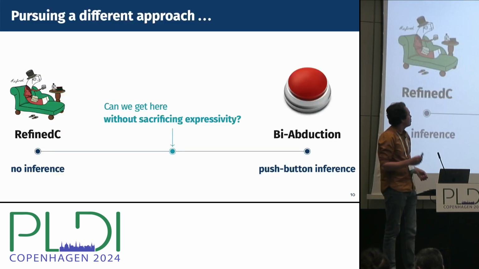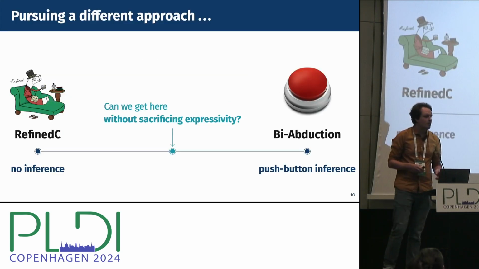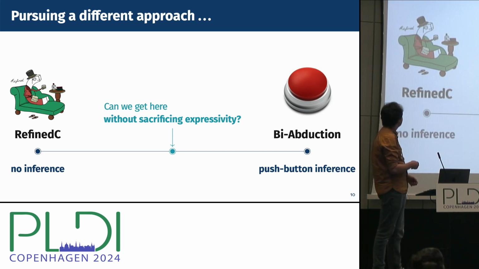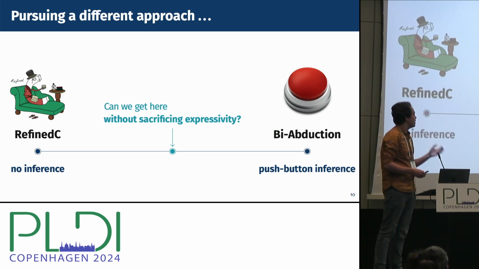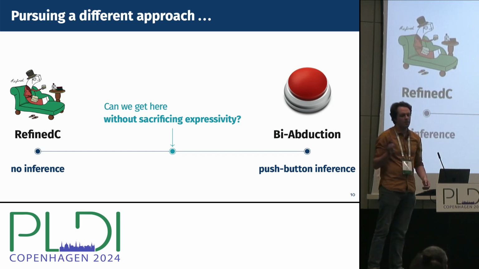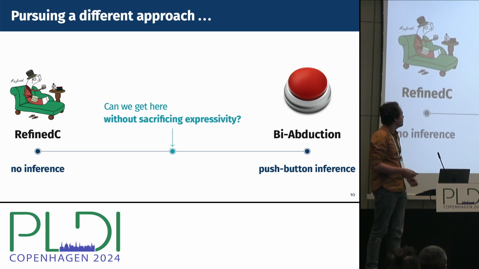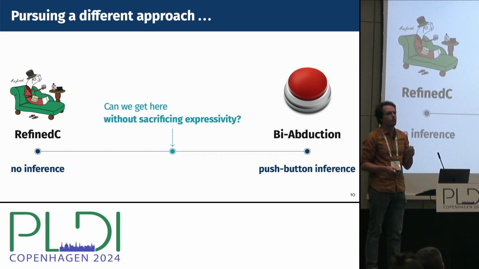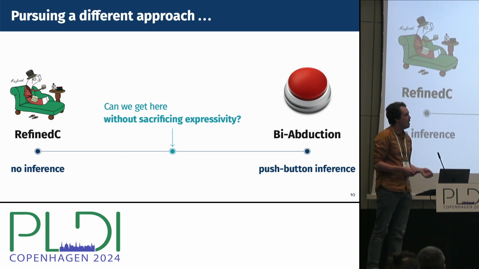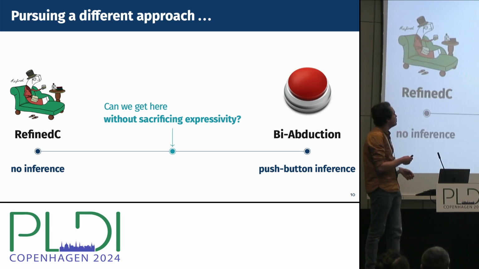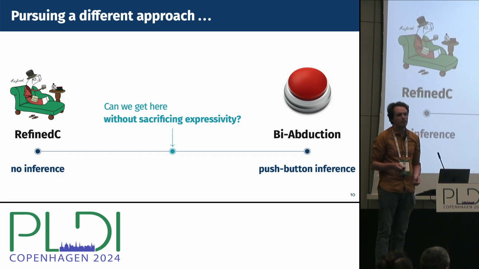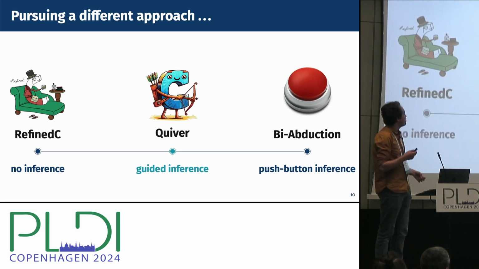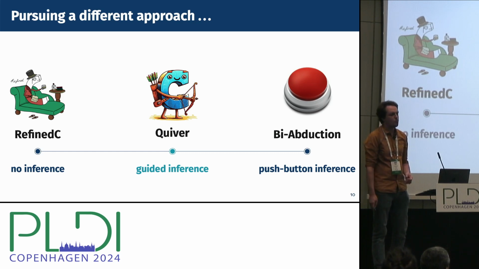So with our approach, we want to try something different. If you think of the scale between refined C and by abduction, where refined C really provides no inference whatsoever, and by abduction provides you with push-button inference, then we want to be somewhere in between. We want to provide some inference, but we're still willing to take hints from the user. But importantly, we want to do so without sacrificing the expressivity that you get in refined C. And that's what we did with Quiver and its guided inference.